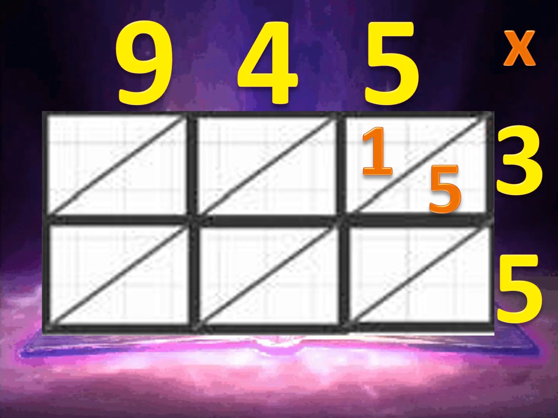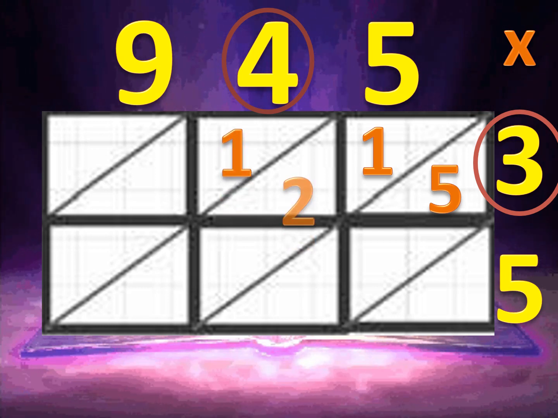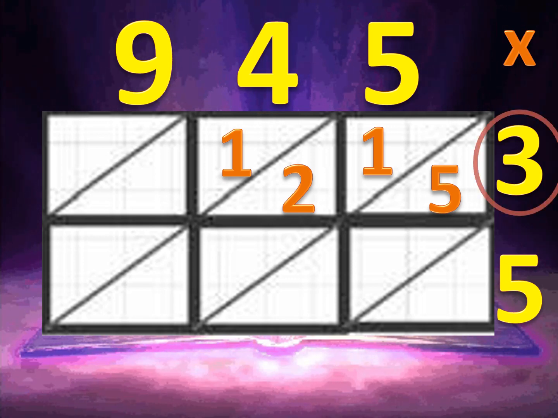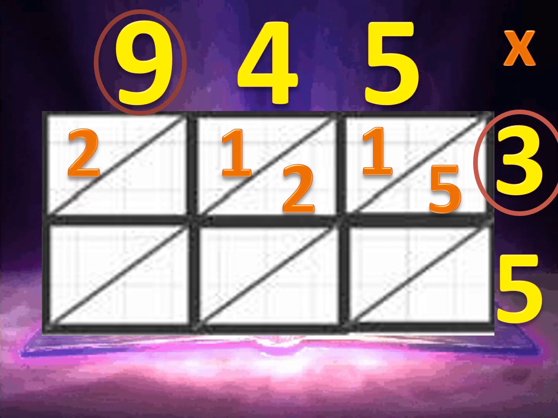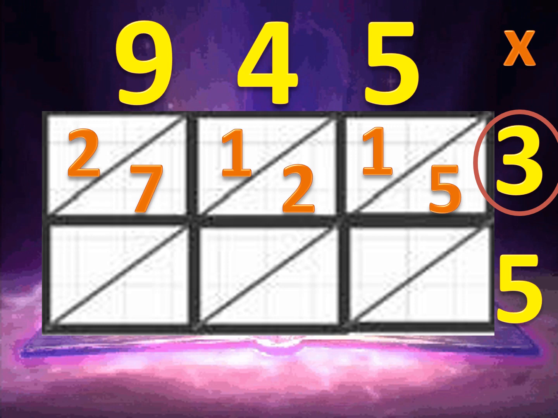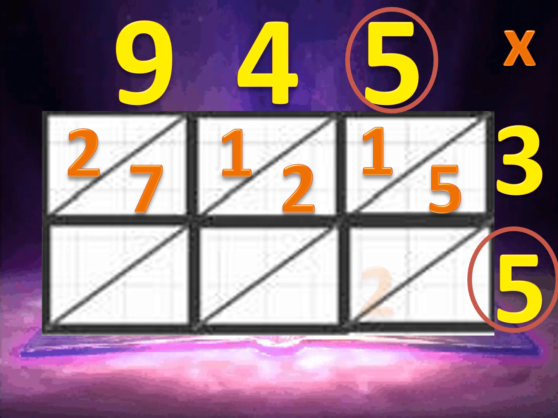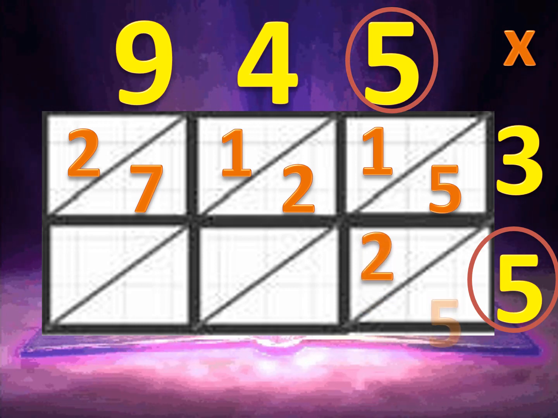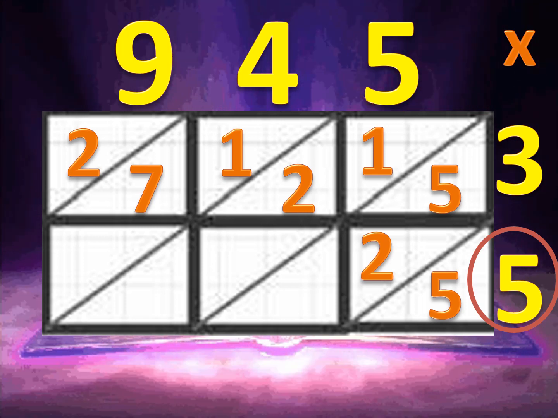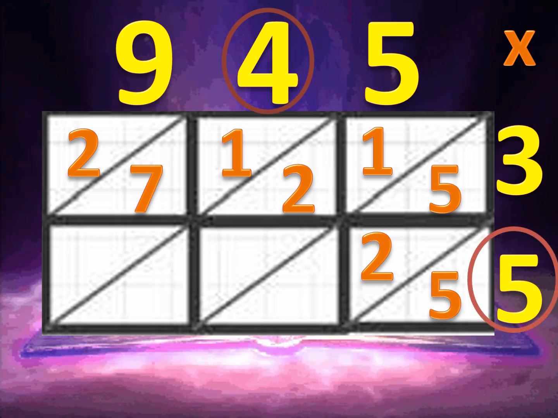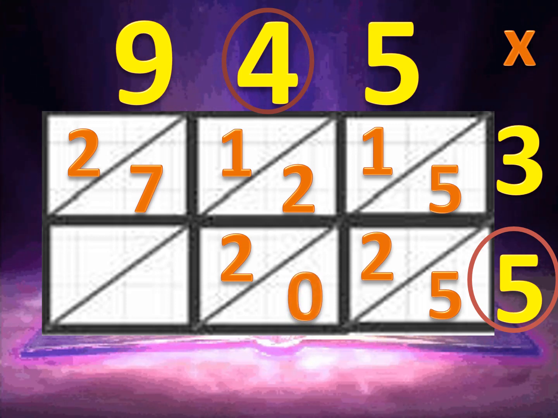For the next number, 3 times 4 is 12. So above is 1, below is 2. For the next number, 3 times 9. 3 times 9 is 27. So above is 2, 7 is below. For the next row, which is ones, 5 times 5 equals 25. 2 is above and 5 below the diagonals. Next number, 5 times 4 equals 20. So above is 2, below is 0.